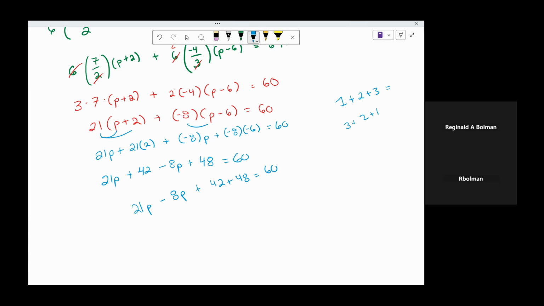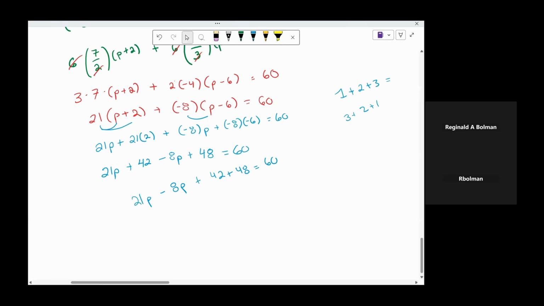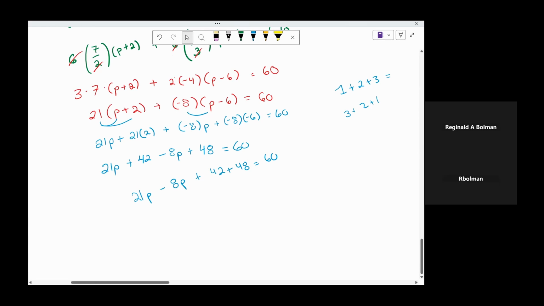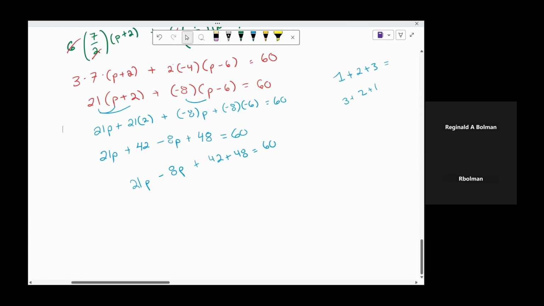So it makes sense that I can bring forward the -8P, park it next to my 21P, and at that point in time, we would have an adding like term situation. So 21 minus 8, that gives us, let's see, 13.